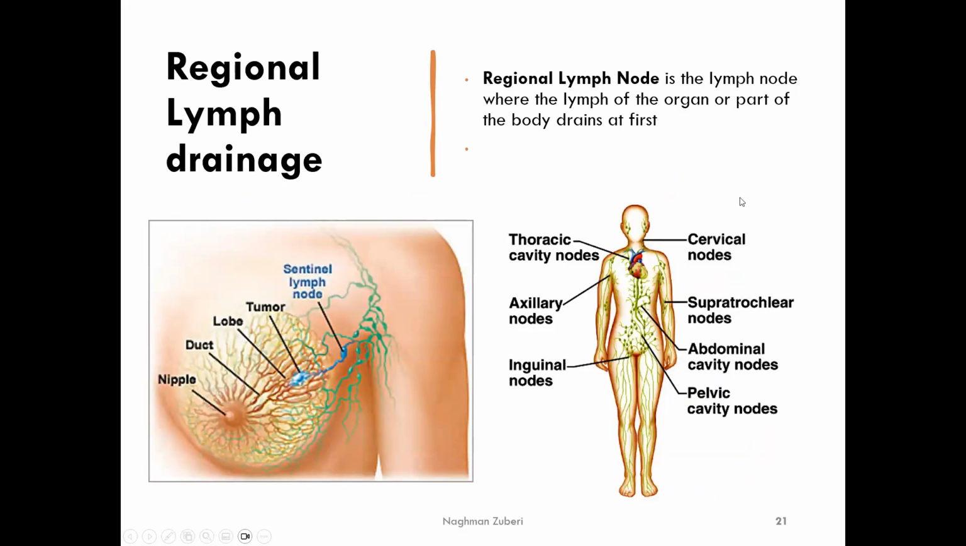Regional lymph node: that is the lymph node where the lymph of an organ or part of the body drains at first. That is why when we see that a regional lymph node is inflamed, we suspect that some pathological process is going on in that region. It could be an inflammation, an infection, or something serious like a malignancy.